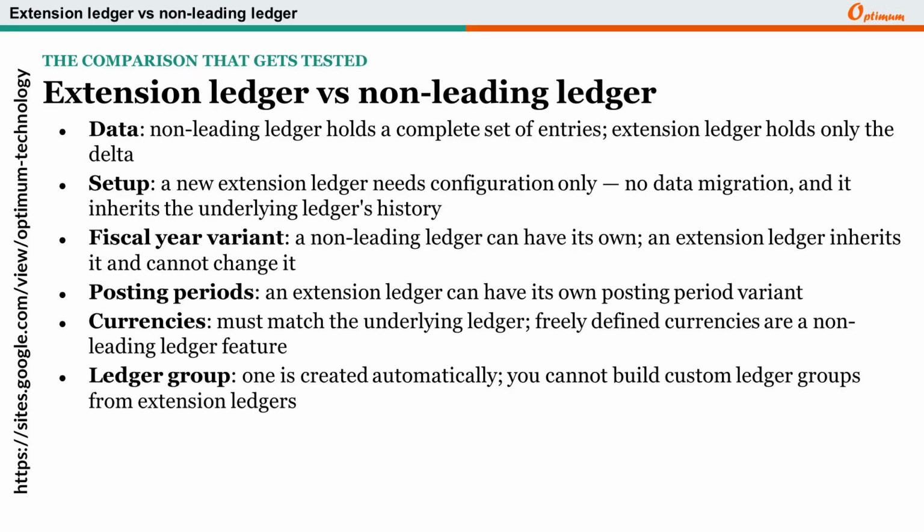This table is the single highest yield thing in the video, so screenshot it. Notice the pattern in the middle rows. Posting periods can differ, because that is a timing control and costs nothing architecturally. Fiscal year variant and currencies cannot differ, because the extension ledger is reading the underlying ledger's data and the 2 sets have to line up to be added together. If you remember the reason rather than the rule, you can answer variants of this question you have never seen. One more point that examiners like. The underlying ledger for an extension ledger can never be another extension ledger.